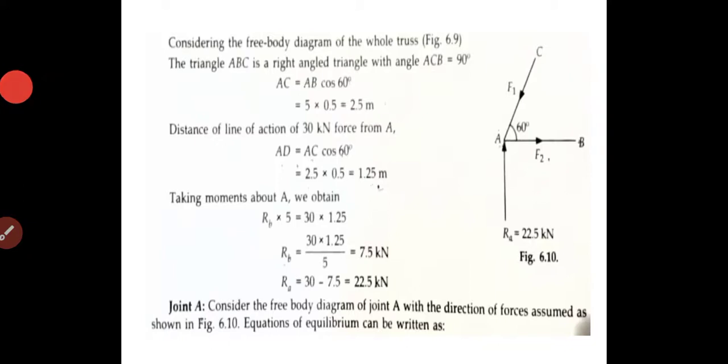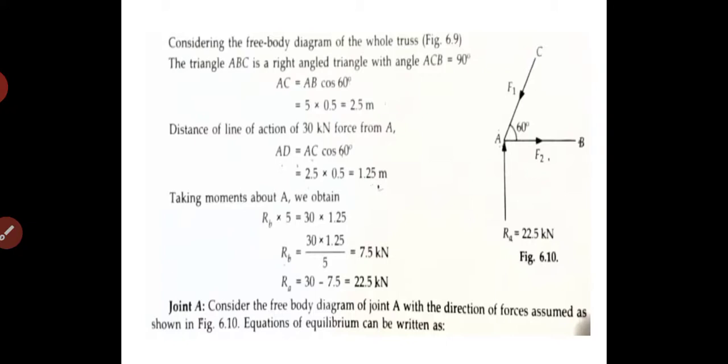Consider the free body diagram of the whole truss 6.9. The triangle ABC is a right angle triangle and angle ACB is 90 degree. AC is equal to AB cos 60, that is 5 into 0.5, that is 2.5. Distance of line of action of 30 kN force from A, that is AD, will be AC cos 60 again, 2.5 into 0.5, 1.25, I told you earlier.